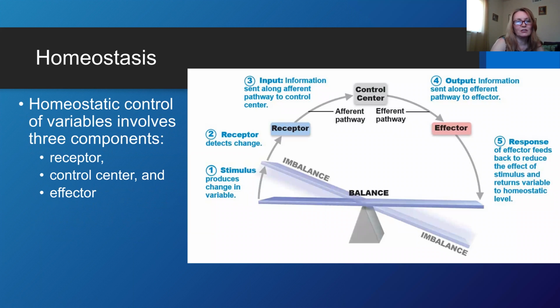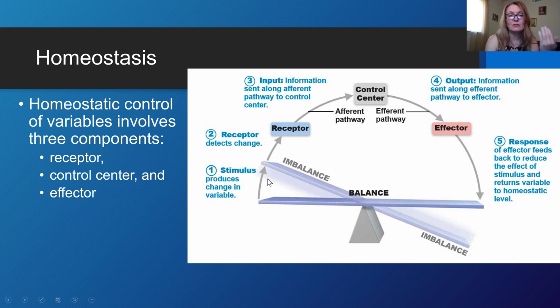So over here, we can look at one example of homeostasis, called the homeostatic arc, and we'll see the components. Homeostatic control of variables involves three components: receptor, control center, and effector. What this diagram shows is the balance of your body, right? It can be your temperature, or sugar level in your blood, or your cholesterol level. So you try to stay in balance.